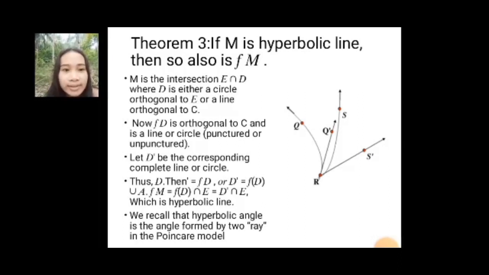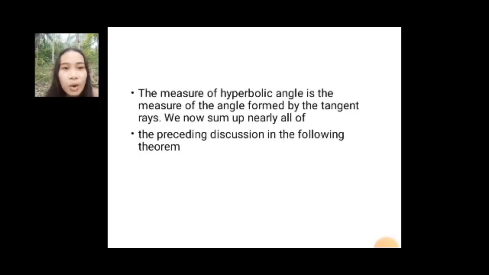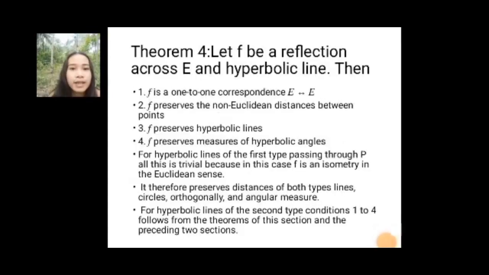We recall that a hyperbolic angle is the angle formed by two rays in the Poincare model. So, the measure of a hyperbolic angle is the measure of the angle formed by the tangent rays. We now sum up nearly all of the preceding discussion in the following theorem. Now, let's have Theorem 4.